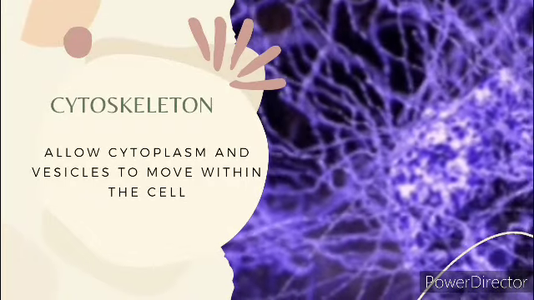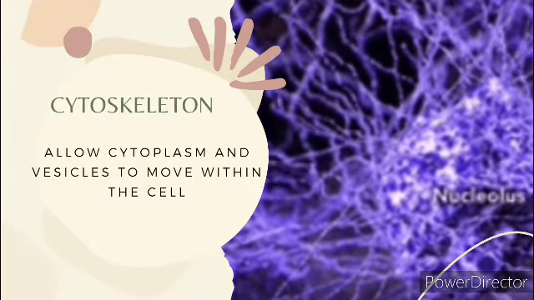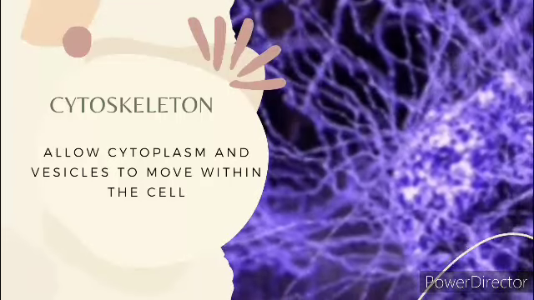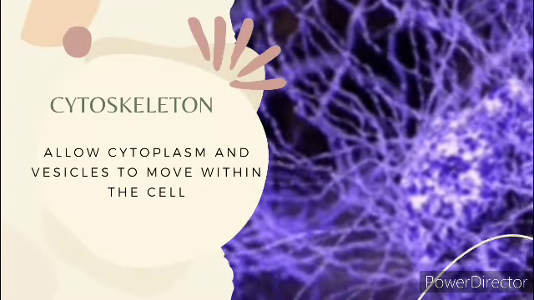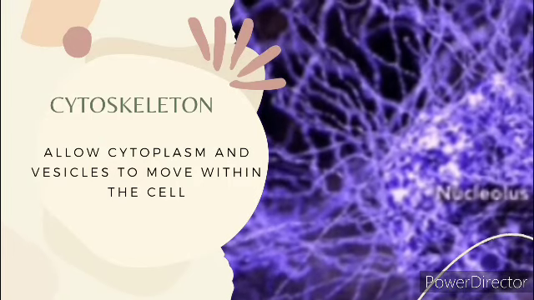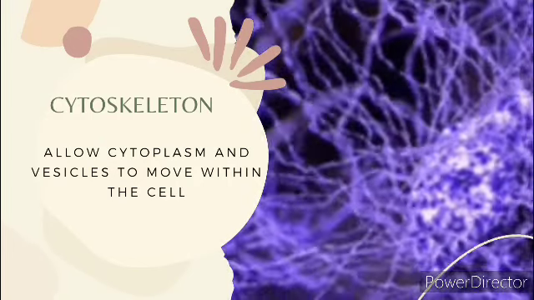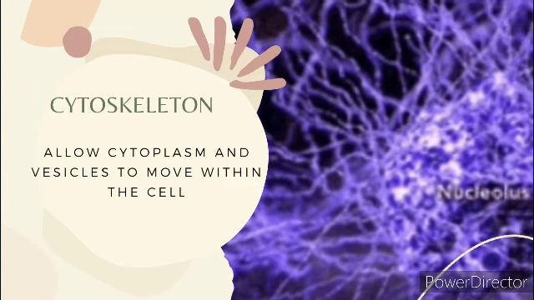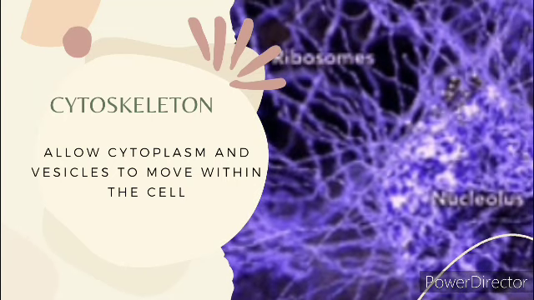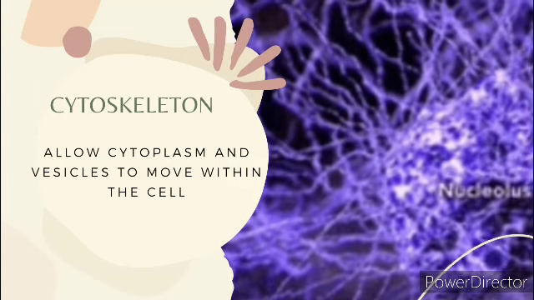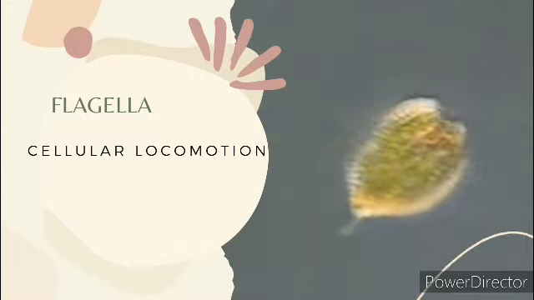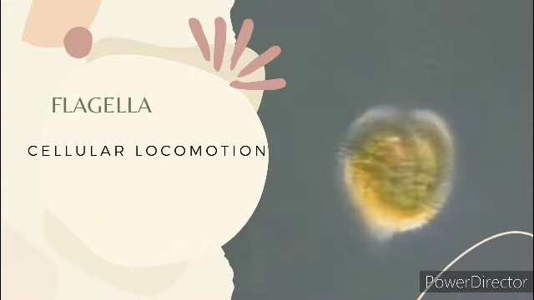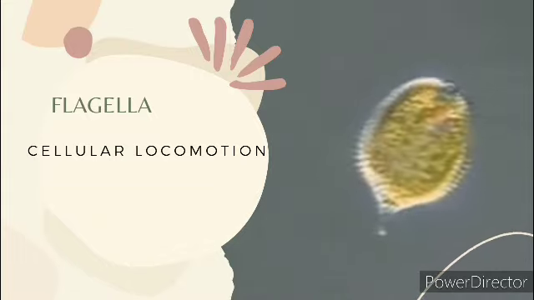Cytoskeleton maintains cell shape, secures organelles in specific positions, and allows cytoplasm and vesicles to move within the cell. It also enables unicellular organisms to move independently. Flagella is for cellular locomotion, and there are types and examples of flagella.